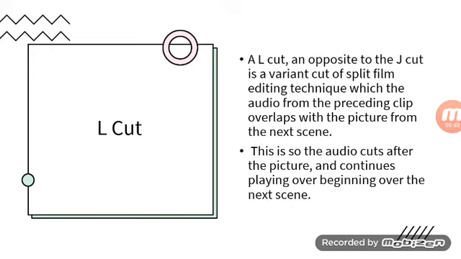And an L cut is the opposite. It's basically the opposite of a J cut, which is when the preceding picture overlaps the next scene. So it overlaps the audio, basically. So this is where the audio cuts after the picture and continues playing over the beginning of the next. You can use it as a fade out, then you can add an L cut to it. Instead of fading out, you can add that for effect.